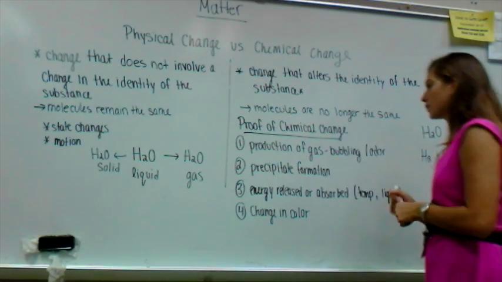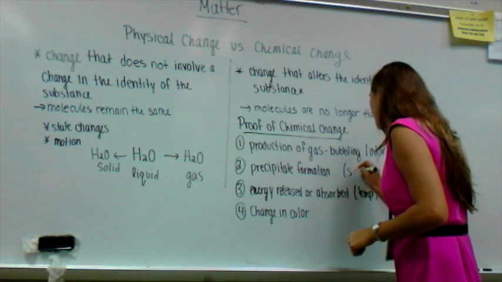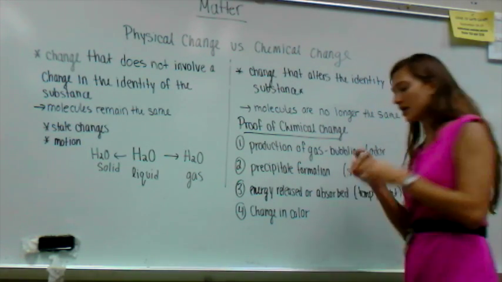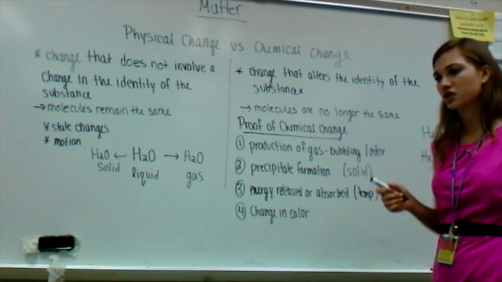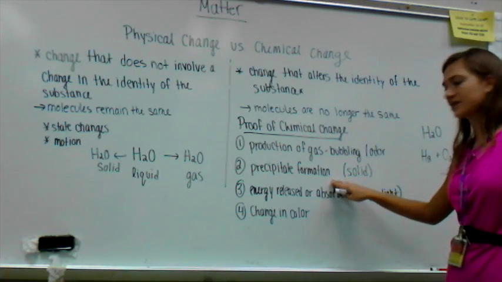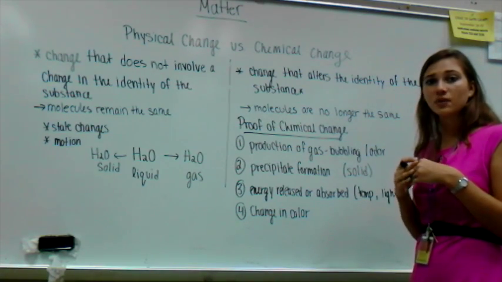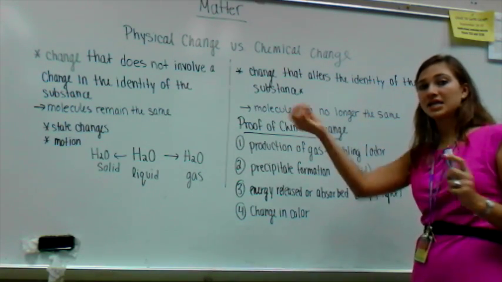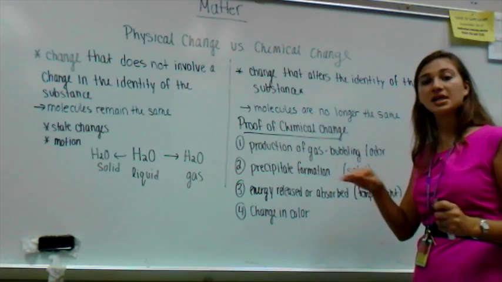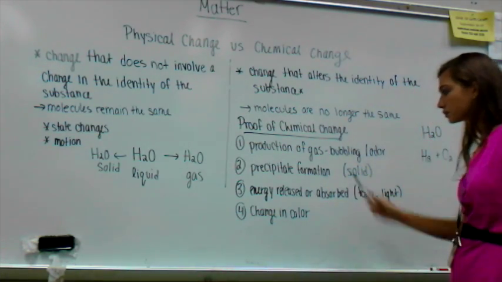Precipitate formation. A precipitate is just a solid that is formed from a chemical reaction. So we're going to do a few examples of this in class, but a precipitate is when you mix two liquids together and a solid comes out of solution, and you'll see a solid on the bottom of the beaker.